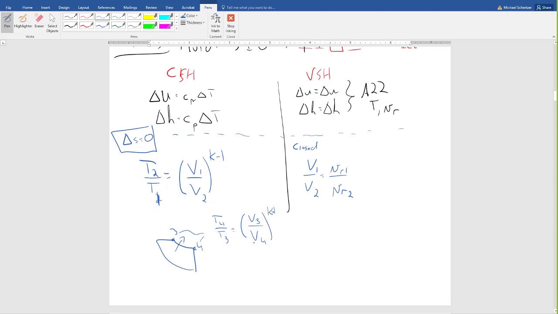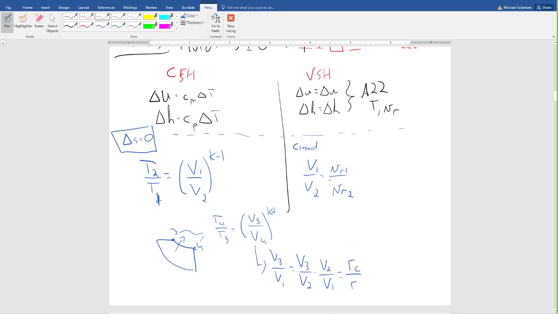And you might say, oh, but I don't have V3 over V4, right? So here, I would remember that this is the same as V3 over V1. And then I'm going to multiply by V2 over V2. So this is V3 over V2 times V2 over V1. And that's going to be equal to, I think, rc over r.